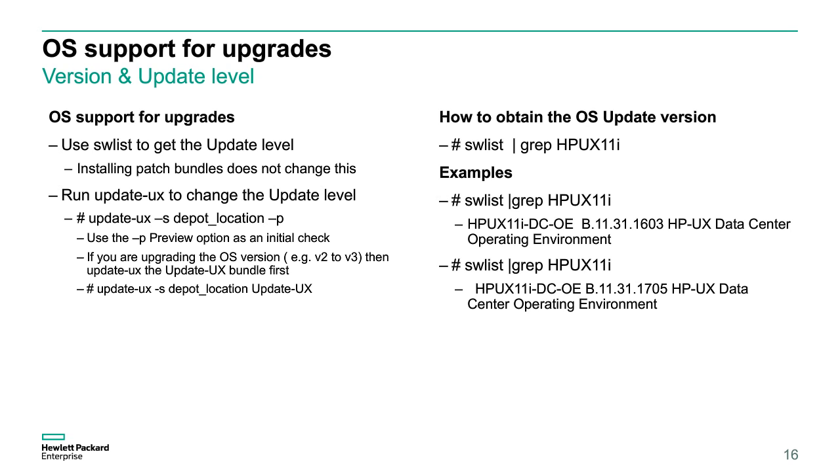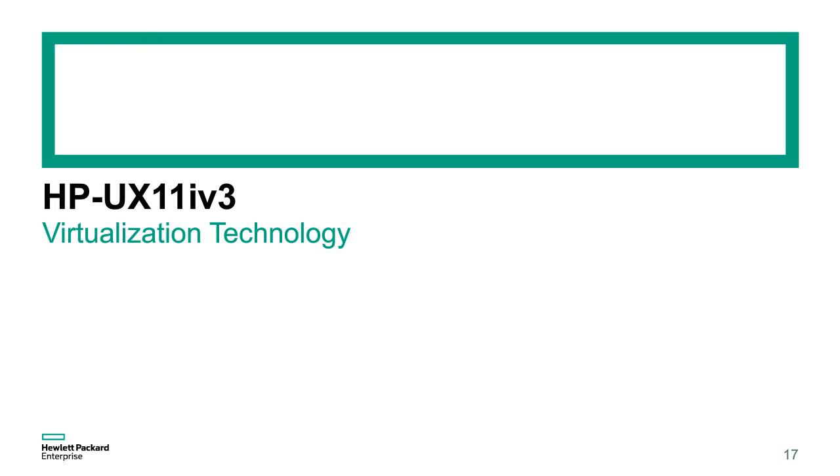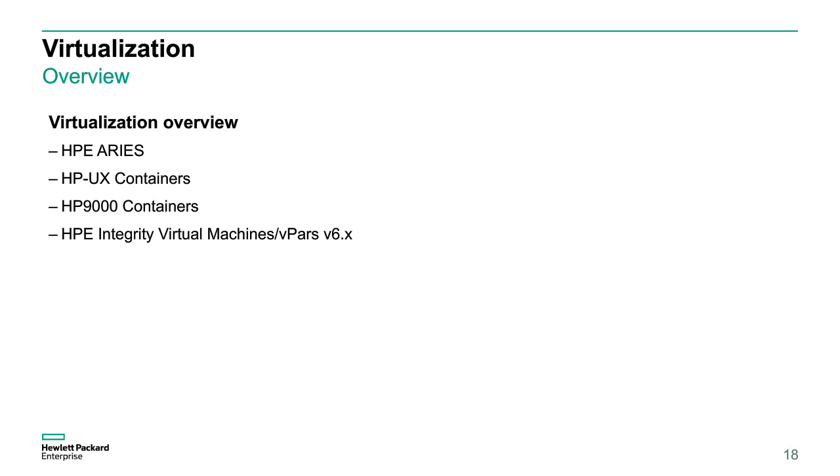There are some examples on the right-hand side of the SWList outputs showing you the revision levels again. So let's have a quick look at the virtualization technology. This is really helpful when you're doing migrations and consolidation at the same time. So we have HPE ARIES that we've already mentioned. This gives us the binary compatibility across the HP9000 Integrity platforms, HP-UX containers, HP9000 containers that are laid on top of that, and then Integrity Virtual Machines or vPARs version 6.